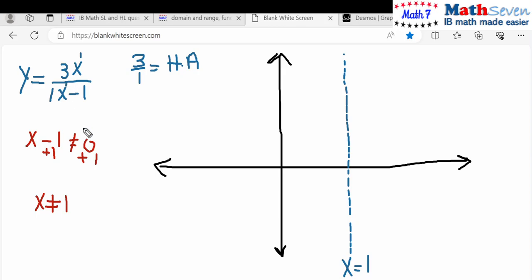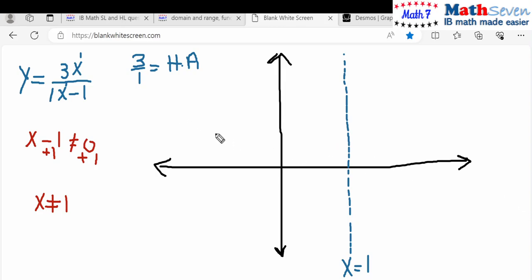Listen to me carefully. In the previous question, there was x in the denominator only, so the horizontal asymptote is always 0. But if you have x in the numerator and x in the denominator having the same power, you divide the coefficient of x in the numerator by the coefficient of x in the denominator. Okay, you get the horizontal asymptote. So we have a horizontal asymptote with a value of 3.